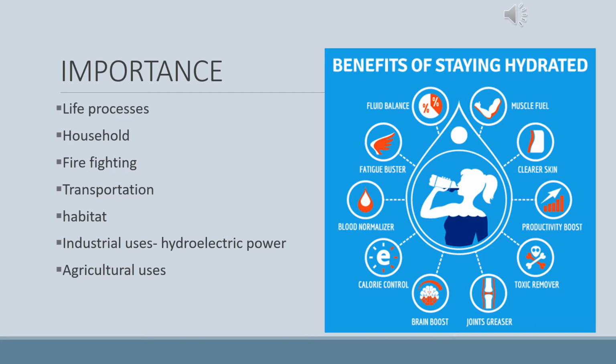When we are dehydrated, our muscles tend to get sprained or strained. It is also acting as a fatigue buster. So if we are getting tired easily, very lethargic easily, we need to drink a lot of water so that the fatigue cannot be there. Blood normalizer. The blood is having 55% of its composition as water. So water is very important for blood as well.